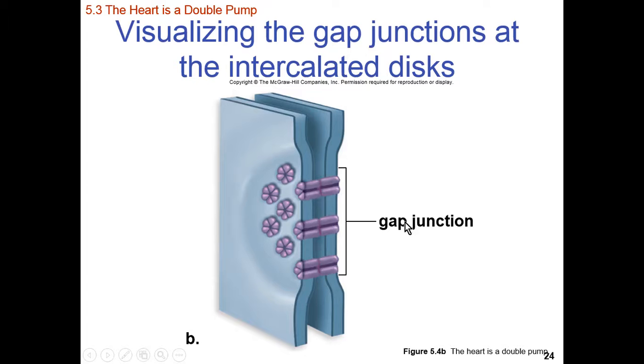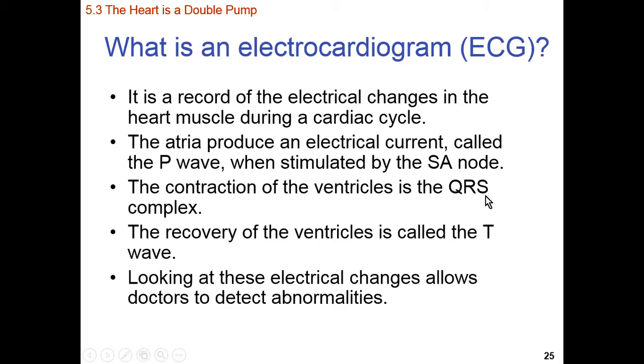Here's a close-up of those gap junctions within the intercalated disc. So you can see that tubular structure right there that allows for the electrical signal to go from one cell to the next cell.